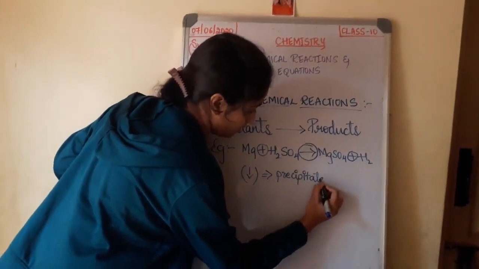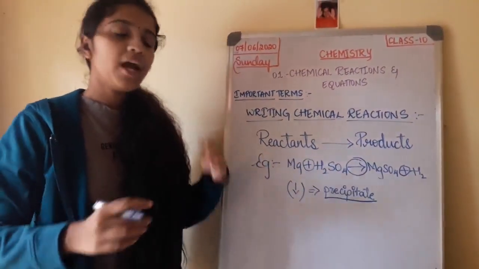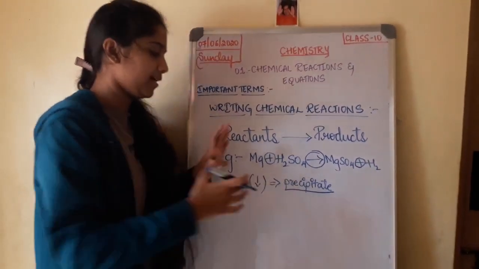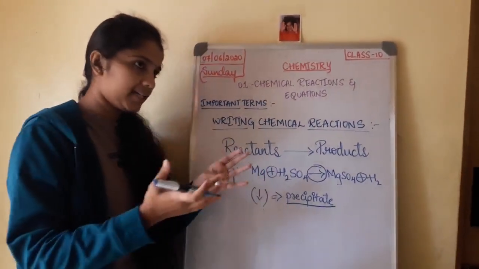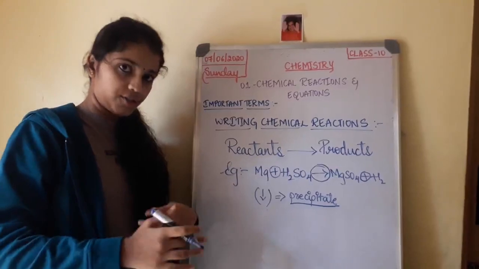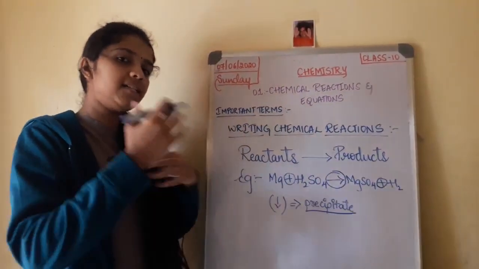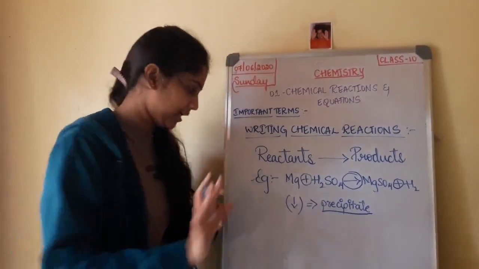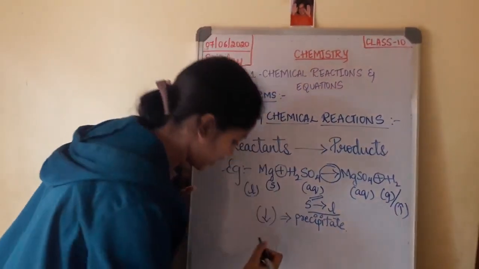Now what do you mean by a precipitate state? See, when a reaction takes place, for example the two reactants react to form a product, but after the product forms, an insoluble particle also remains, and that insoluble particle generally settles down. That is what we call a precipitate. Now let me give you one example of a precipitate reaction.